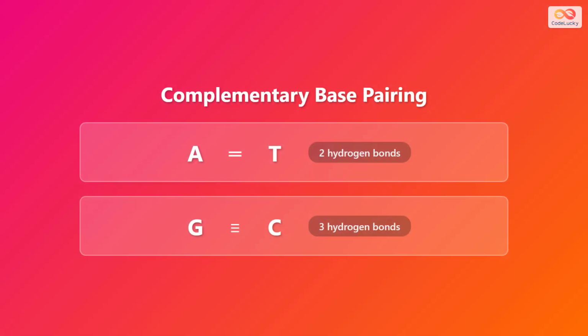The bases in DNA follow a specific pairing rule called complementary base pairing. Adenine always pairs with thymine, and these 2 bases are held together by 2 hydrogen bonds. Guanine always pairs with cytosine, and they are connected by 3 hydrogen bonds, making this pair slightly stronger. This specific pairing pattern is crucial for DNA replication and ensures that genetic information is copied accurately.